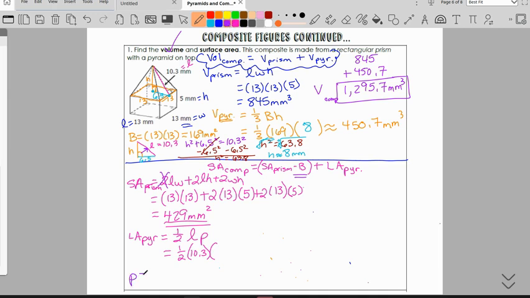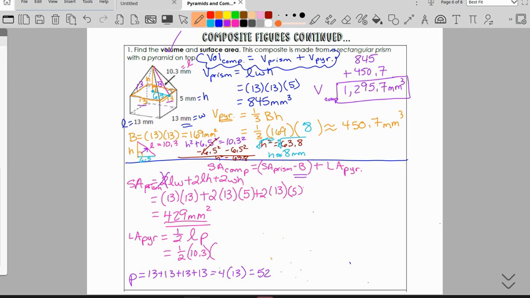The perimeter of the base. Now this is the base of the pyramid, and we see those are 13 and 13, and that's a rectangle, so opposite sides are congruent and 13. So the perimeter is just going to be 13 plus 13 plus 13 plus 13. Perimeter is just adding up all the sides of the base. Or we could just say 4 times 13 since they're all congruent, and that's going to give me 52.